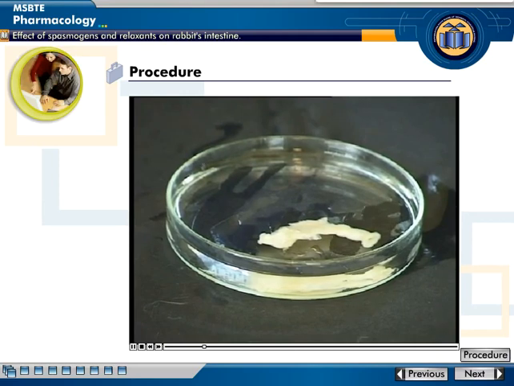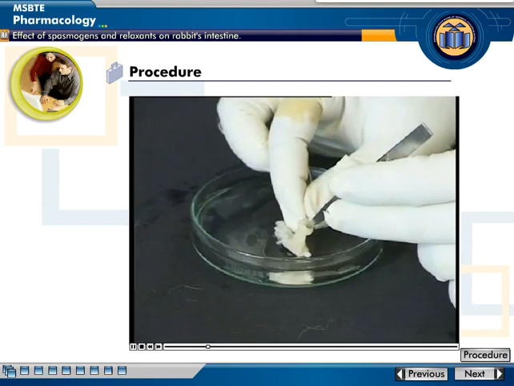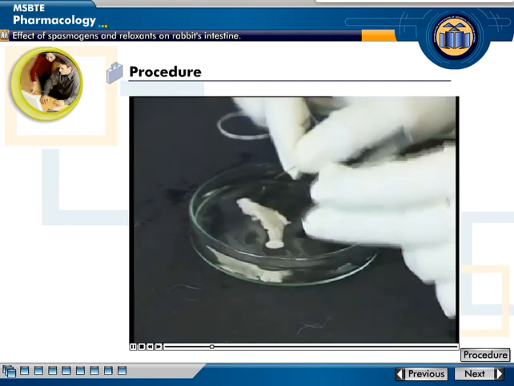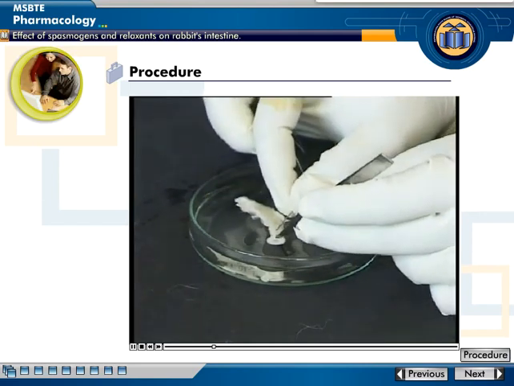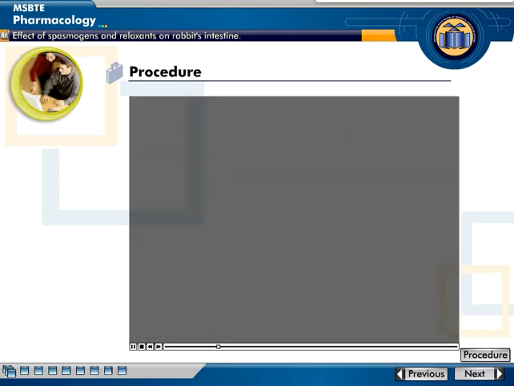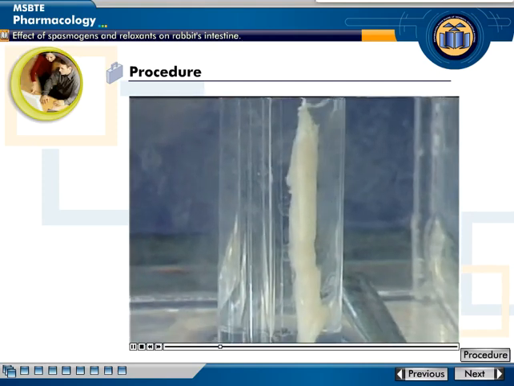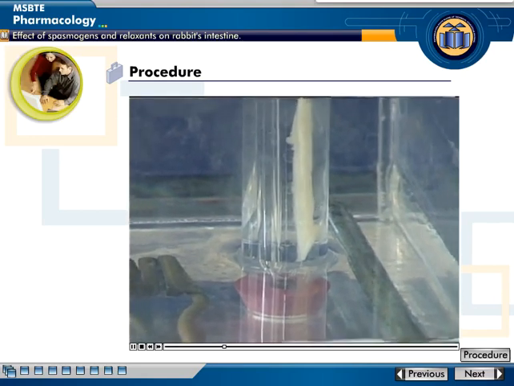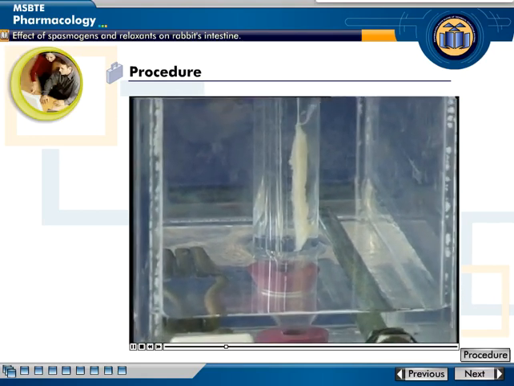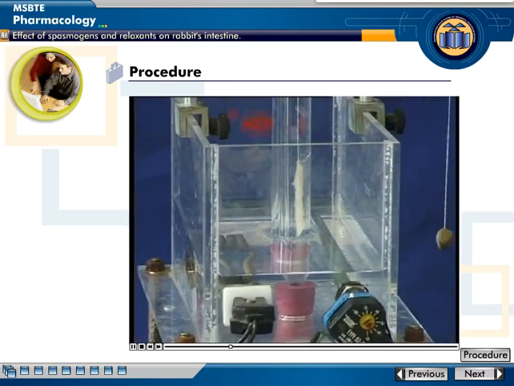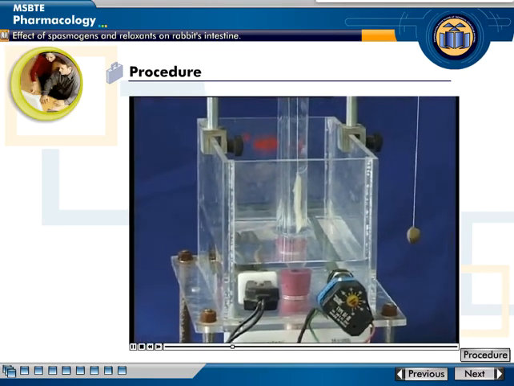Tie the thread to the top and bottom ends of the jejunum loosely. Ensure lumen remains open. Now mount the preparation in organ bath containing Tyrode solution. Maintain the temperature of water bath at 37 degrees centigrade. Aerate the muscle preparation with aerator.